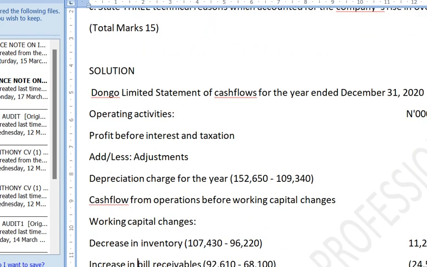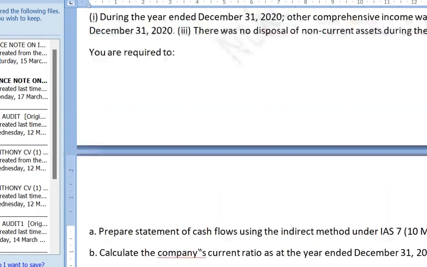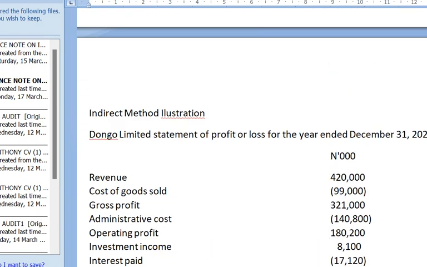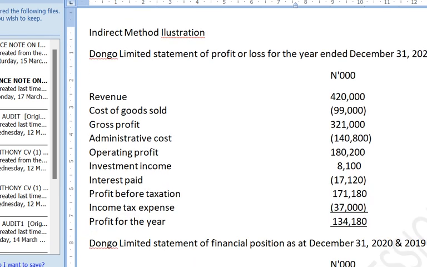If we go back to that question, we see it under the income statement, profit or loss account. We have it here. Profit before tax is 171,180, and interest paid is 17,120. Remember I said earlier, because the interest paid is always tax free, we are expected to add it back.